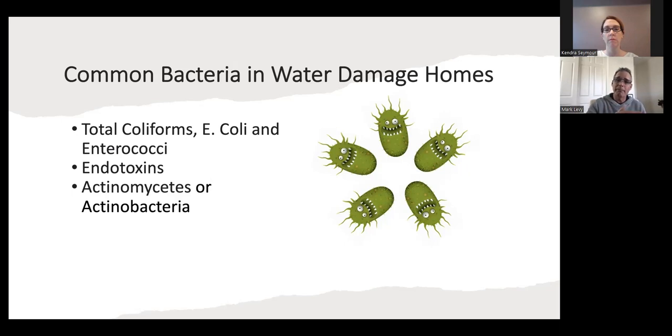But what people may not be aware of is that the true primary colonizer in a water event, it's not mold, it's actually bacteria. Bacteria can grow within hours, whereas certain types of molds could take upwards of 24 to 48 hours to grow. So there are various types of common bacteria that we find within homes that can actually be of a severe health consequence.